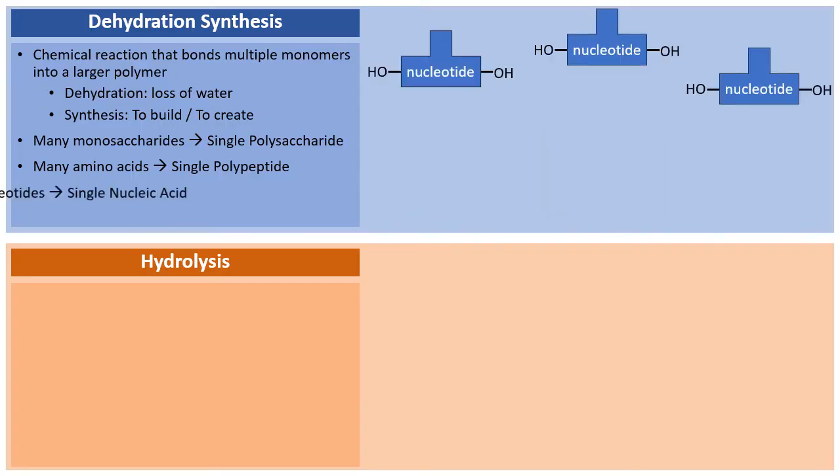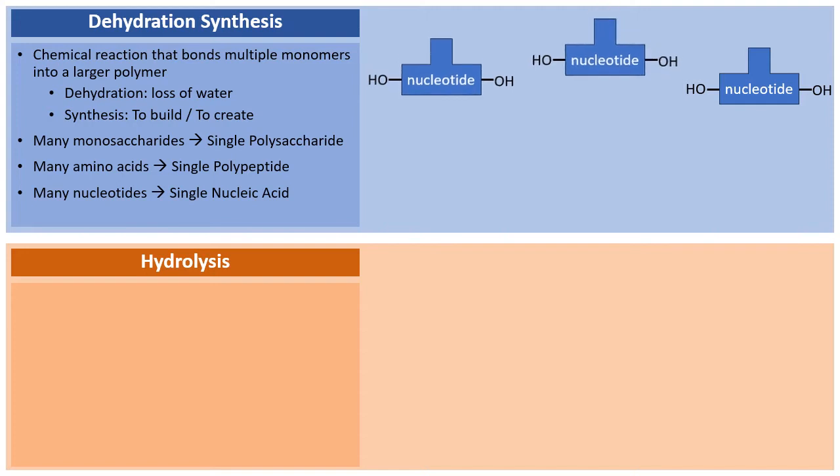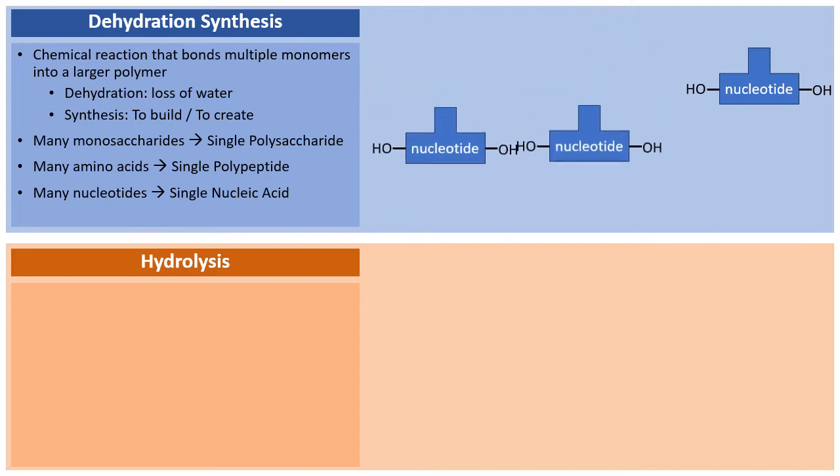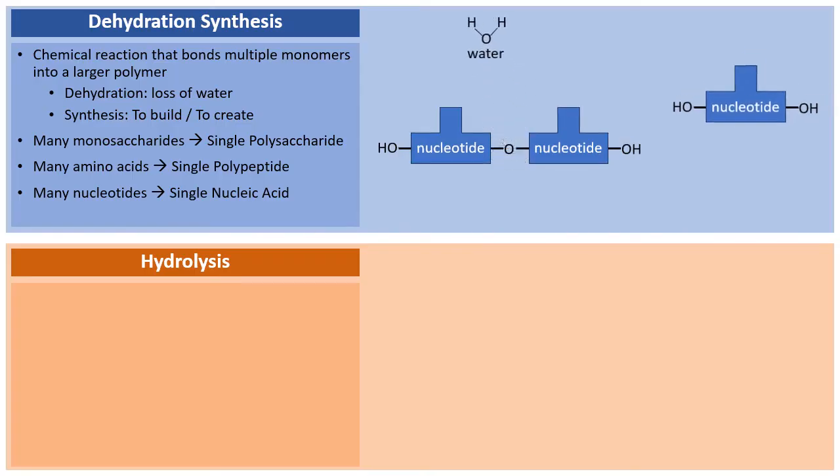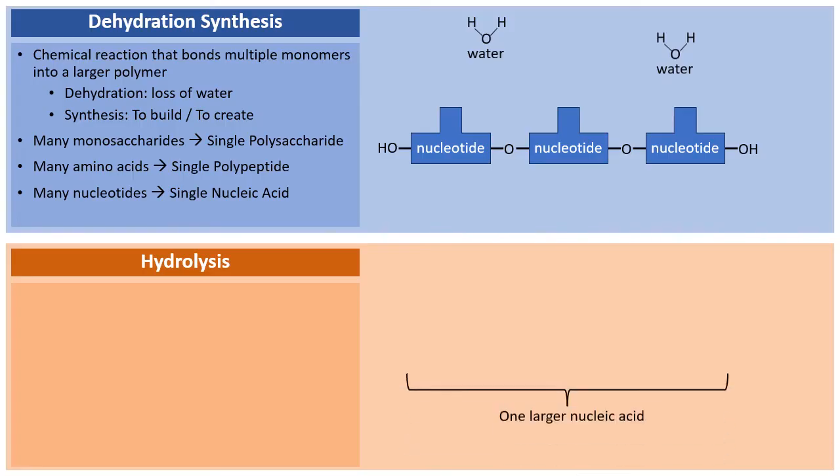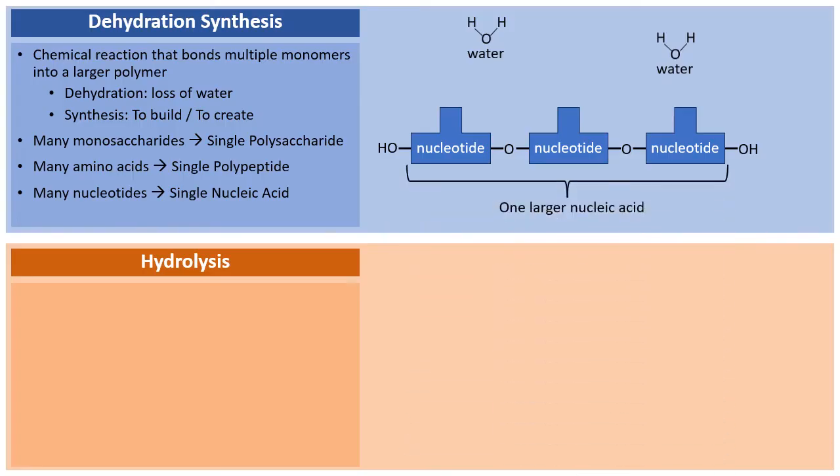In the world of nucleic acids, many nucleotides will bond to make a nucleic acid. So let's bring together two nucleotides. There's two H's and an O. Water is removed, and the two nucleotides are bonded together. Let's do that one more time. The third nucleotide is delivered, two H's and an O. Water is removed, and all three nucleotides have been bonded as one larger nucleic acid.